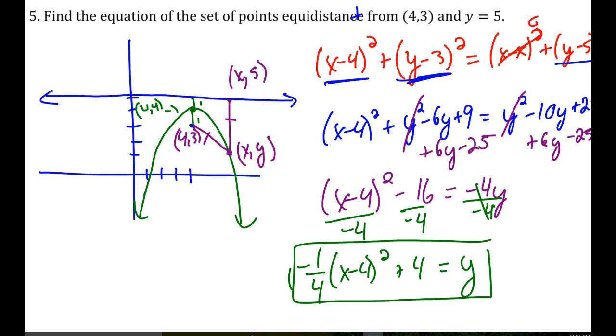And that's it. So the set of points equidistant from a point and a line is the parabola. A parabola is, by definition, the set of points equidistant from its focus and a directrix.